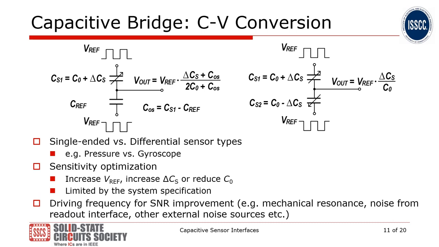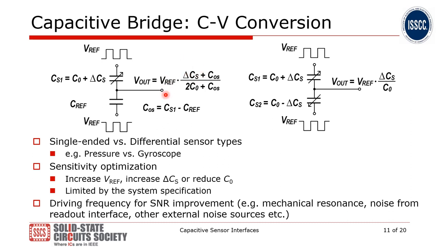So after we have this capacitance change, we need to translate this change into an electrical form, which is typically achieved using a capacitive bridge as shown here. Depending on the sensor type, we can either use the single-ended version or the differential version. As you can see in these equations, the SNR of both readouts can be increased by either increasing the signal strength with a higher excitation voltage or increasing the signal delta CS.